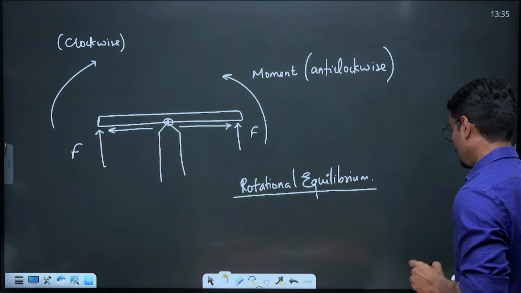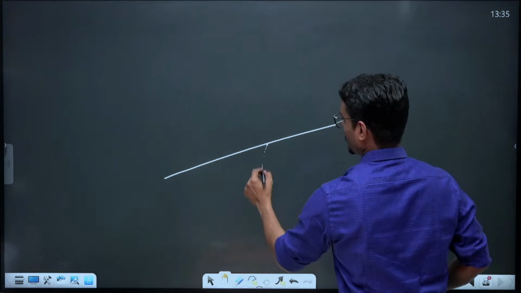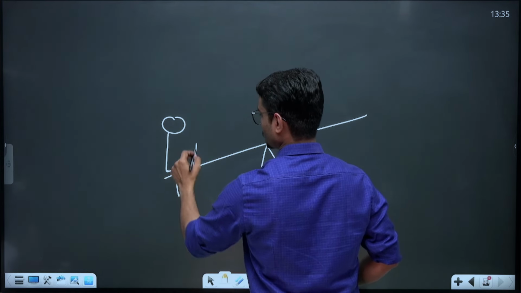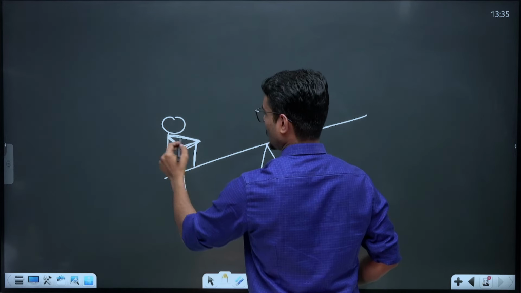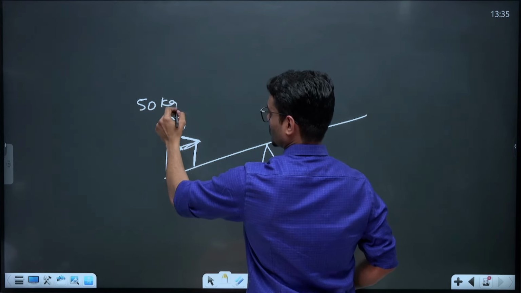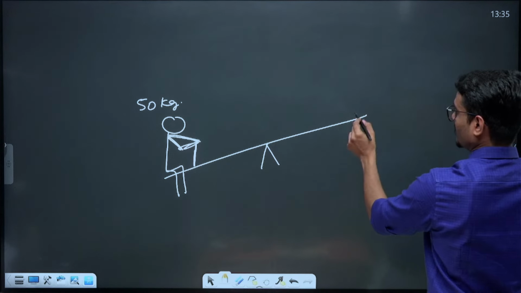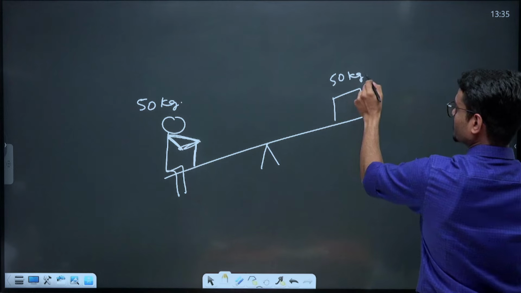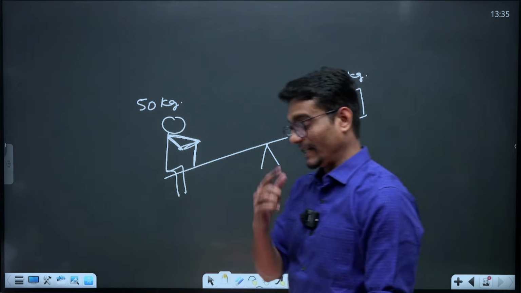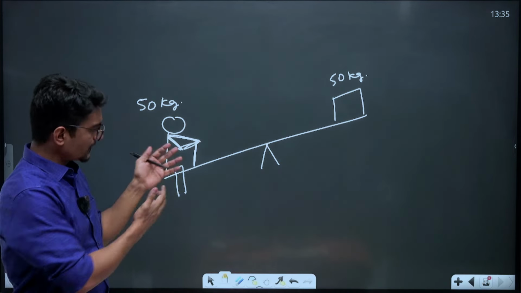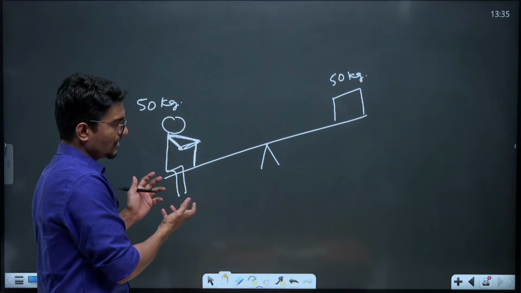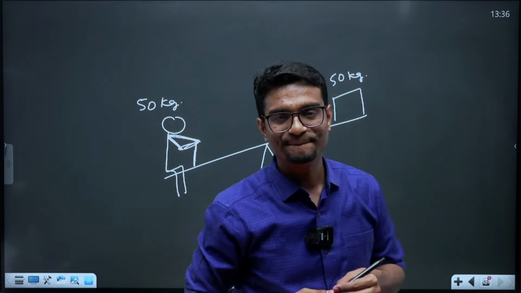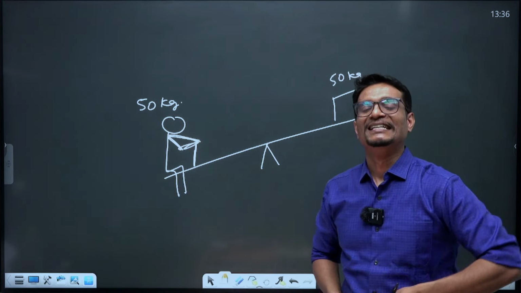So let us say there is a seesaw and you are sitting, your friend is sitting here. Okay, he is holding this handle and he is of 50 kg. Okay, and on this side you place a 50 kg block. What will happen? Come on, tell me. Will this person and this block come to equilibrium? What do you think? Very interesting question. And the answer is no.